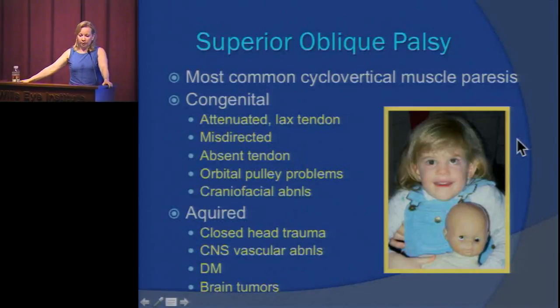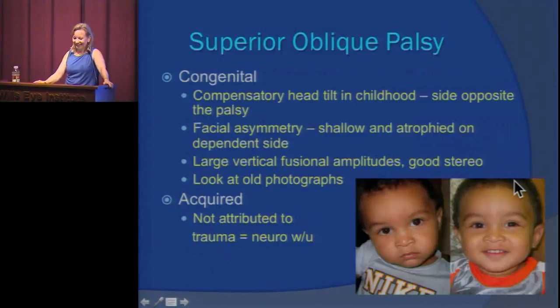Superior oblique palsies are another common form of cyclovertical muscle paresis. In a congenital superior oblique palsy, this can be secondary to an attenuated or lax tendon. It can be a misdirected tendon, an absent tendon. It can be due to orbital pulley problems or craniofacial abnormalities. In cases of acquired superior oblique palsy, you'll think of closed head trauma, CNS vascular abnormalities, diabetes, and brain tumors. And this was a great picture because this girl presented both with her doll and her having a superior oblique muscle paresis, as you see. Great picture.